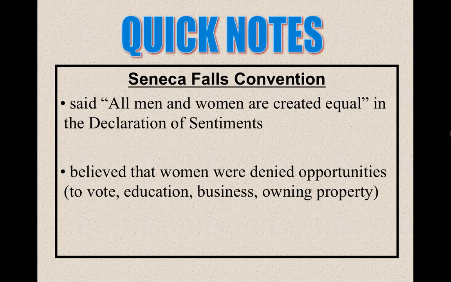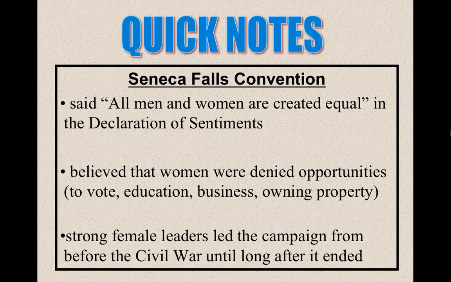So at the Seneca Falls Convention, the people there believed that women were being denied opportunities to vote, opportunities in education, opportunities in business, and opportunities to own property. Finally, you have strong female leaders like Elizabeth Cady Stanton and Lucretia Mott that lead the campaign from before the Civil War until long after it ends. And these women are at the Seneca Falls Convention and start the ball rolling on women's rights. Now, women's suffrage doesn't take place until the 19-teens with the 19th Amendment. So it is a long process, but it gets going in the 1840s.